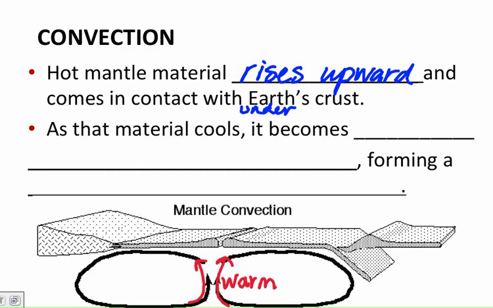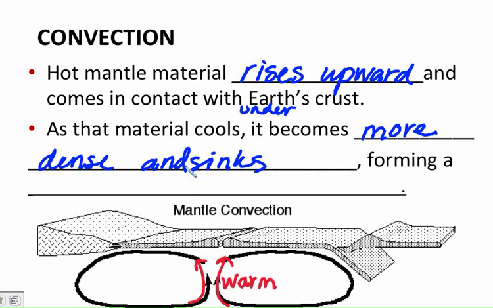And then we know that material can't stay warm forever. It does have to cool down, and when it cools down, its density changes, and it becomes more dense and sinks. Right? And this whole process of warm material rising up, cool material sinking down, that whole process, that entire cycle, is what we know as the convection current.